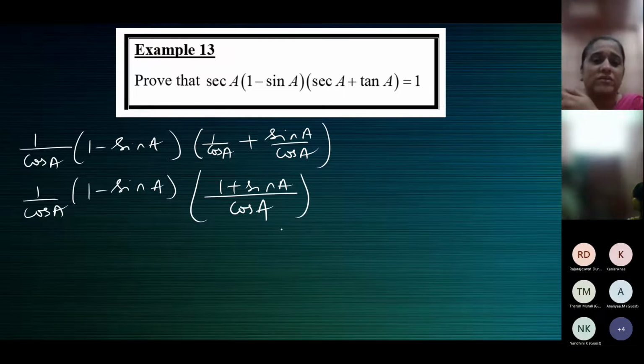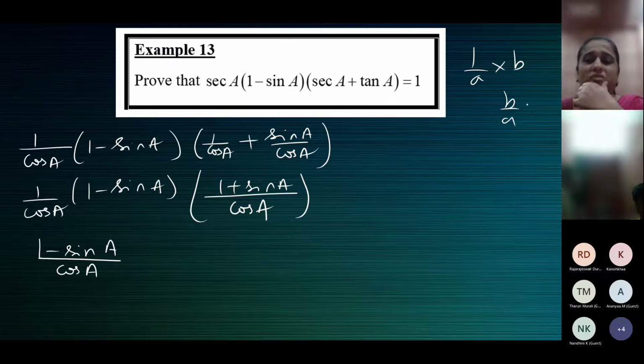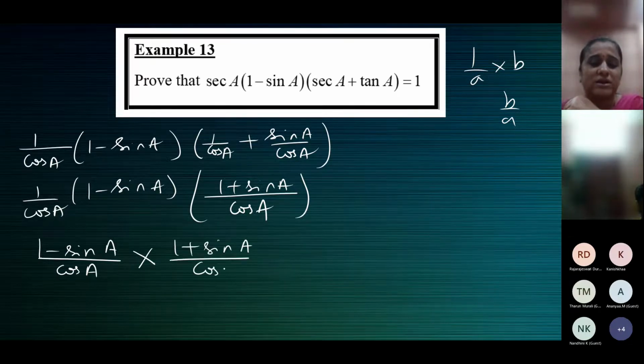Now it's a product everywhere. If you want, I can write it like this for you: 1 minus sine A divided by cos A, because it's multiplication. When you have 1 by A into B, it's nothing but B by A. So 1 by cos A into 1 minus sine A is 1 minus sine A by cos A, into 1 plus sine A, removing the bracket so that you can understand better. This is what we have: 1 minus sine A by cos A into 1 plus sine A by cos A.